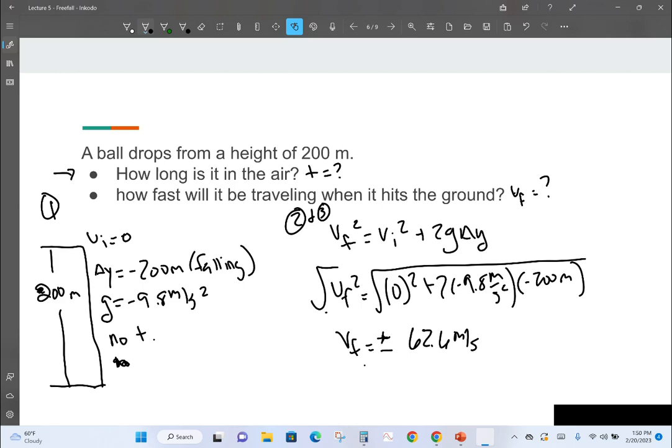Well, if I were to draw a picture of what's going on, it starts out at 0, and then it's building its velocity until right before it hits the ground, right? So VF is going to be negative. So I want to use negative 62.6 meters per second as my final velocity. If I ask for the magnitude, I just want 62.6. But if I ask for the velocity, I want the negative as well.